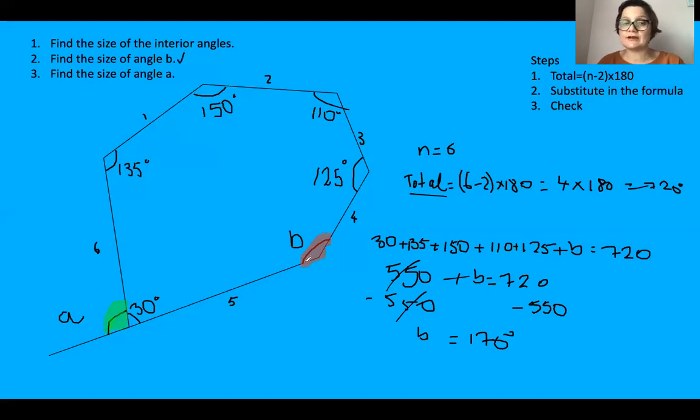And how do we check? Add all the angles up, and see if the total makes 720 degrees. Since this is the answer for the first one.